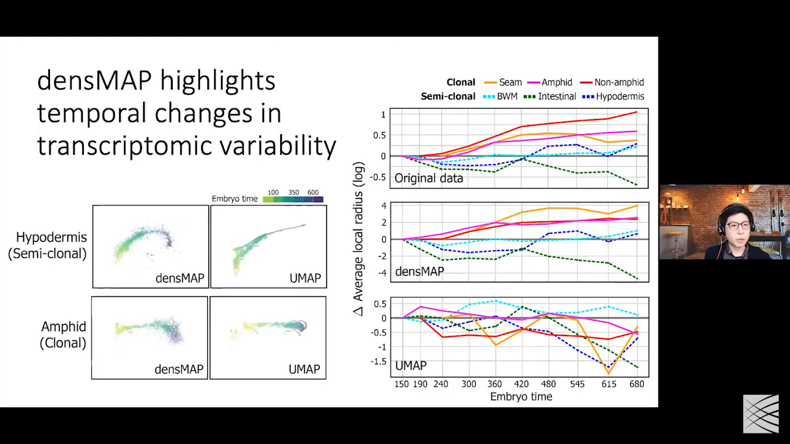So here are some visual examples of this temporal pattern. For hypodermis cell type, which is semiclonal, DenseMap shows a relatively constant variability over the trajectory, whereas in UMAP, it appears to decrease in variability. And now we know that this is because there aren't enough cells sampled from these later stages. Next, for the amphid cell type, which is clonal, DenseMap communicates that there's this expansion of diversity over time, whereas this pattern isn't as clear in UMAP.